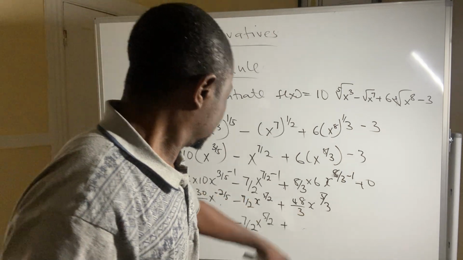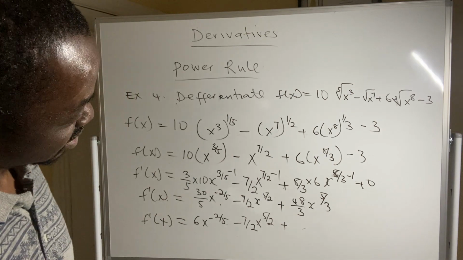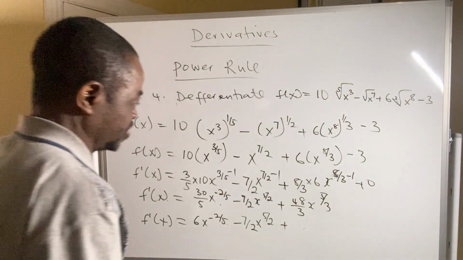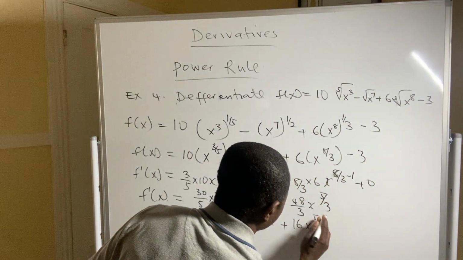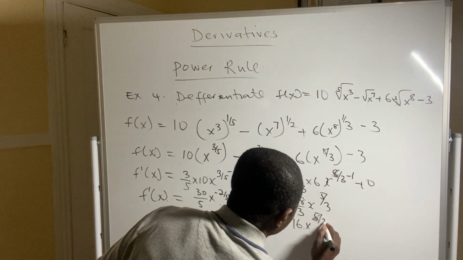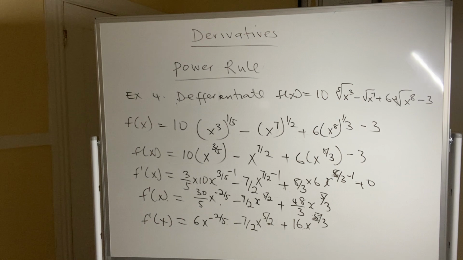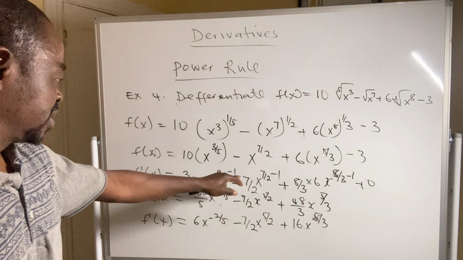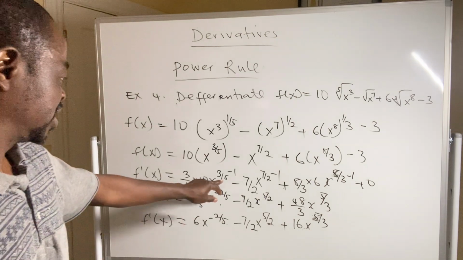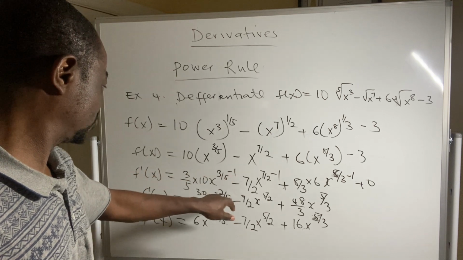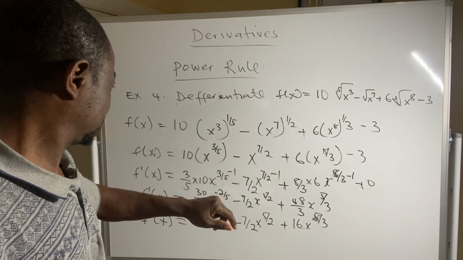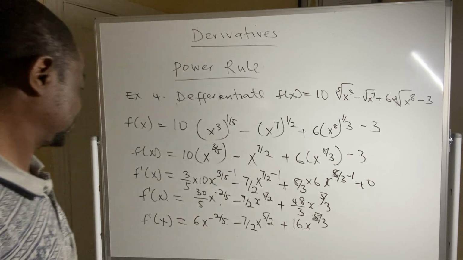Divided by 3 will give us 16. Yeah, that's 16. So x raised to the power 5 over 3. All right, I think there's a mistake somewhere here. This should have been negative, because if you take 3 over 5 minus 1, that should be 3 minus 5, that's minus 2. Yeah, there's no mistake, that's it. Right.